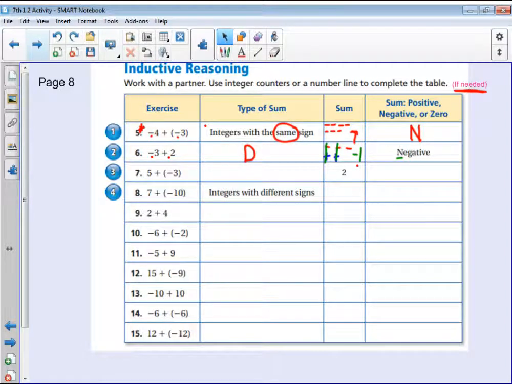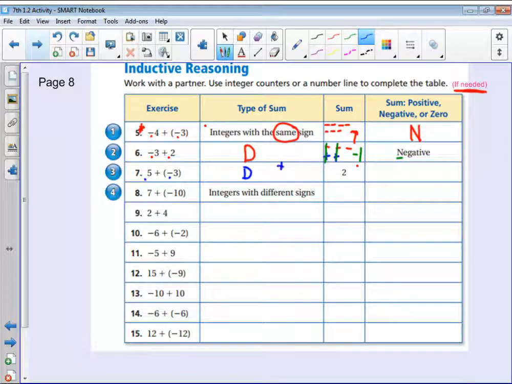Okay, so number 7, we've got 5 plus -3. Look at the symbols in front. No symbol means it's a positive symbol. And a negative symbol, those are different. So different. They already gave us the answer, but just so that you guys can kind of see the visual, it would look like this.